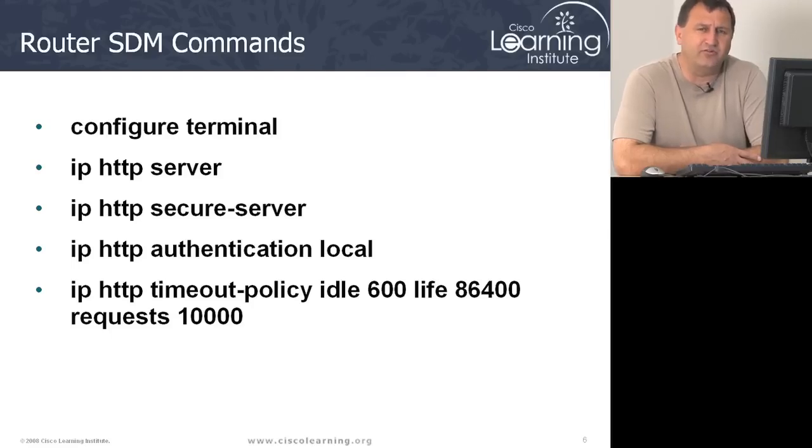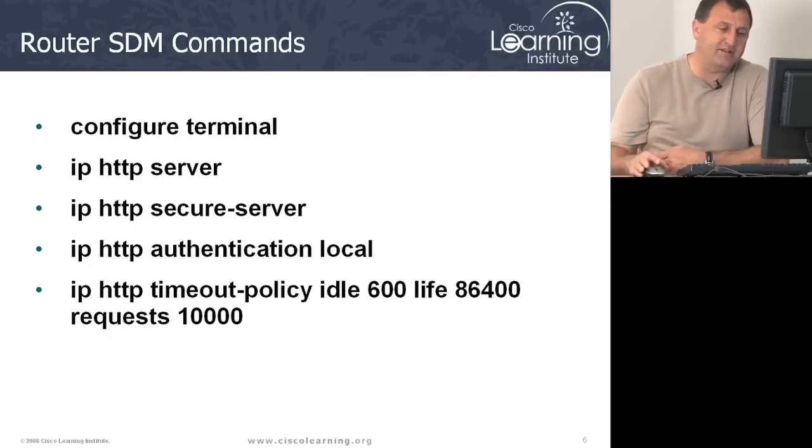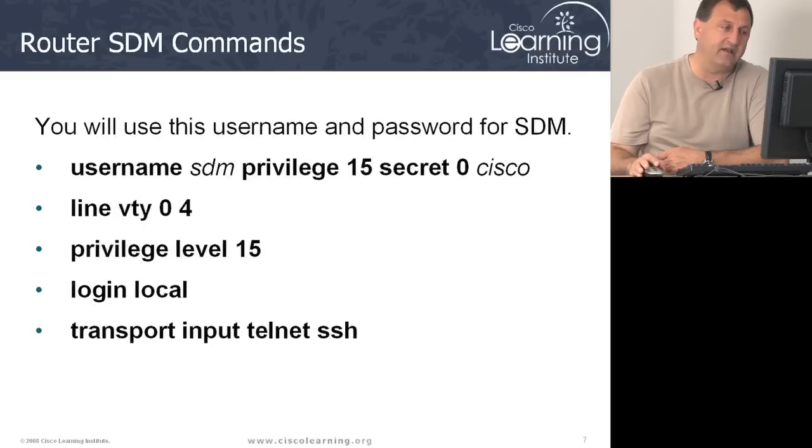Most of the time we're going to want to do local authentication, so we're going to create a local username and password on the router itself, and we'll use that when we authenticate with SDM. So we're going to want the command IP HTTP authentication local. We're probably going to want some timeout, so if we have idle time on the line.